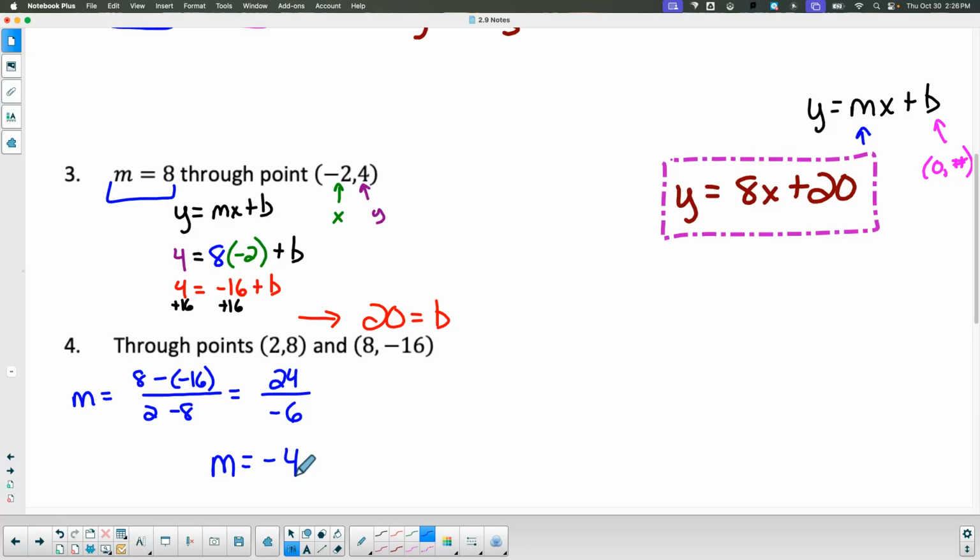So you want to use 2, 8? Smaller numbers, no negative? Makes sense. That makes sense to use that one. Yep, okay. So this is going to be my x, and this is going to be my y.